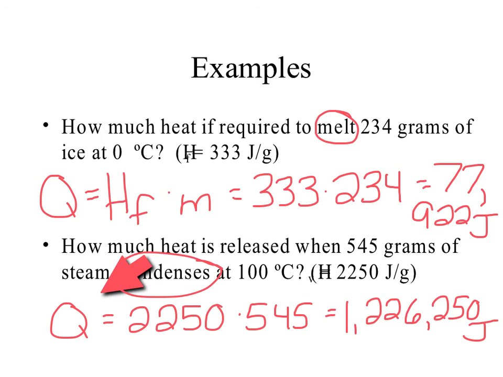Notice how much more energy you get when you have steam cooling. That's why if you get burnt by steam, it's such a bad burn, because steam gives off so much energy as it goes from the gas to the liquid, and then it's still a 100-degree liquid and it has to cool. So it's like you're getting burnt twice.